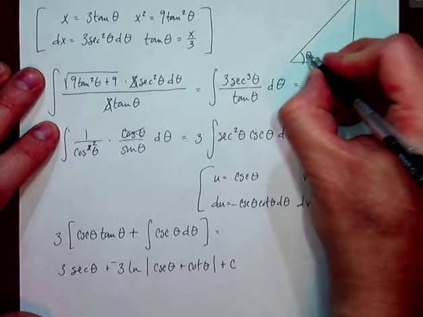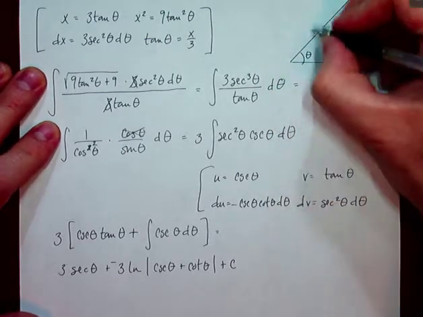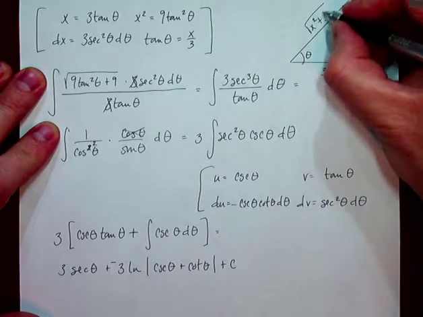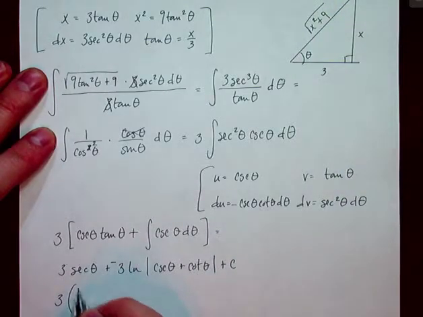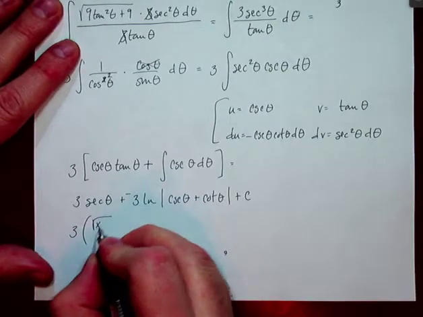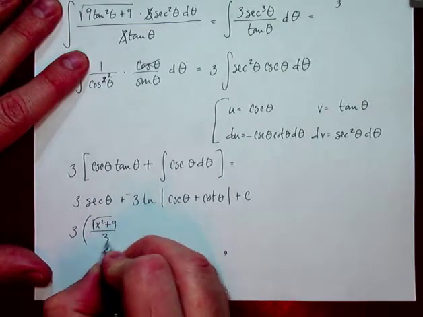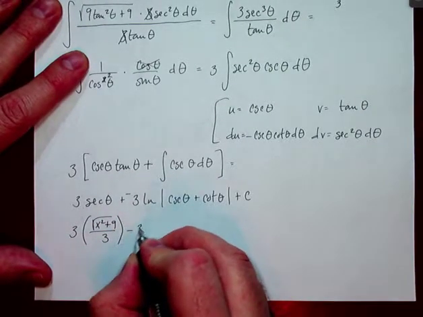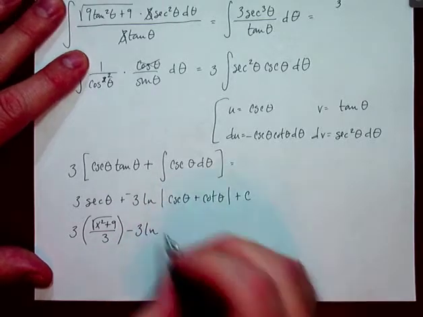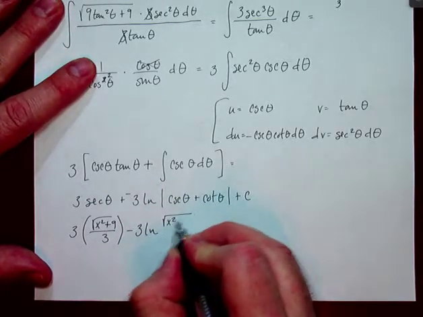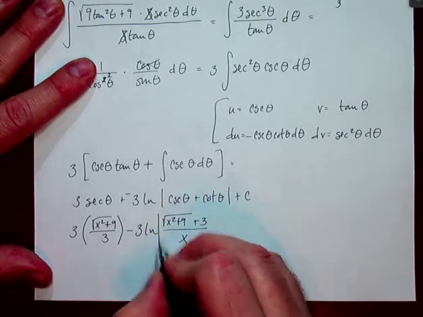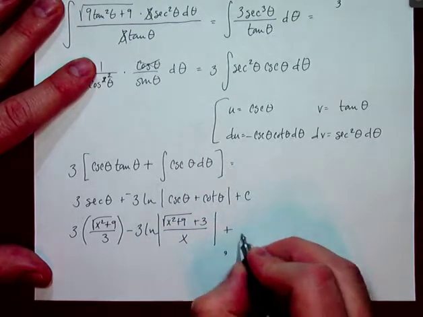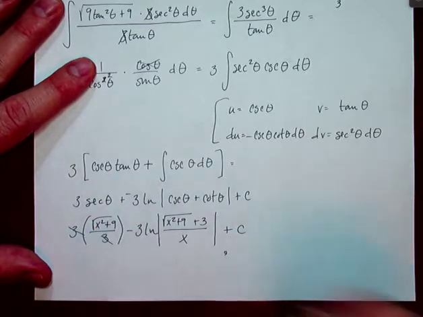So theta is here. This is going to be x and 3 and the square root of x squared plus 9, which surprises nobody. And we get 3 times the radical of x squared plus 9 over 3 minus 3 natural log of the square root of x squared plus 9 plus 3 over x plus C. And of course those cancel out.